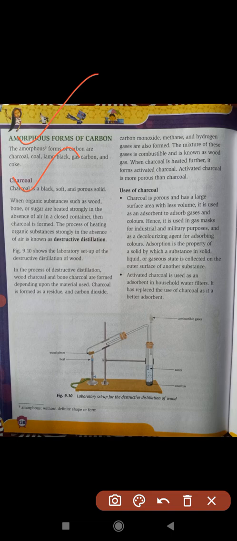Charcoal is produced by the process of heating organic substance strongly in the absence of air, which is called destructive distillation. Here in the destructive distillation procedure, you can see wood, tar, water and combustible gas, and the wood piece is here. You just give the heat in the absence of air. By this setup, when you give the heat, you can see the wood tar, and by this way the charcoal will be produced.